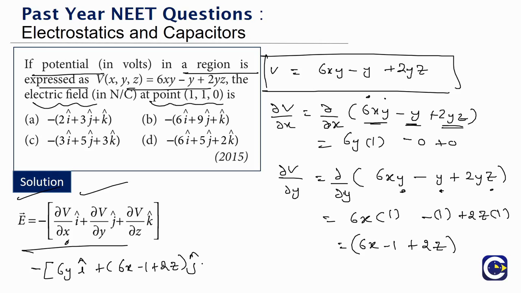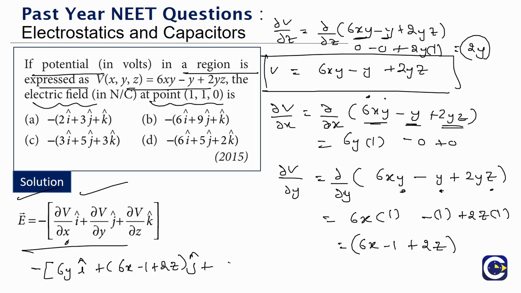Okay, now we look at the last one: dou v by dou z. This is the partial derivative of the entire function, 6xy minus y plus 2yz. In this, 6xy is a constant because the only variable will be z. This is also a constant. So 0 minus 0. Here 2y into the derivative of z, which is 1. So the value is 2y into k cap. So this is the electric field function.